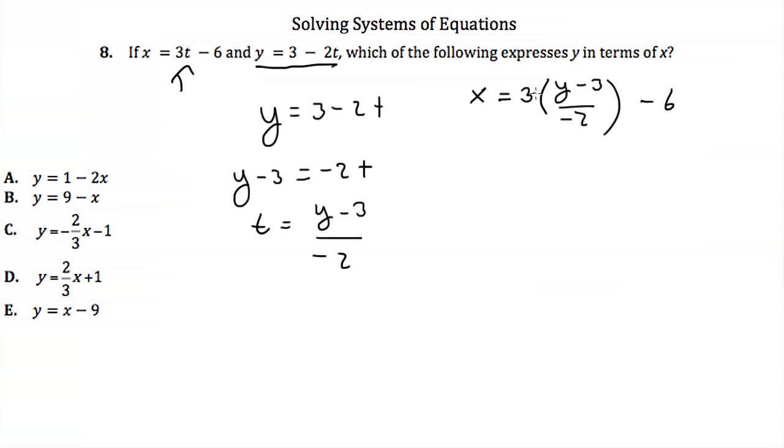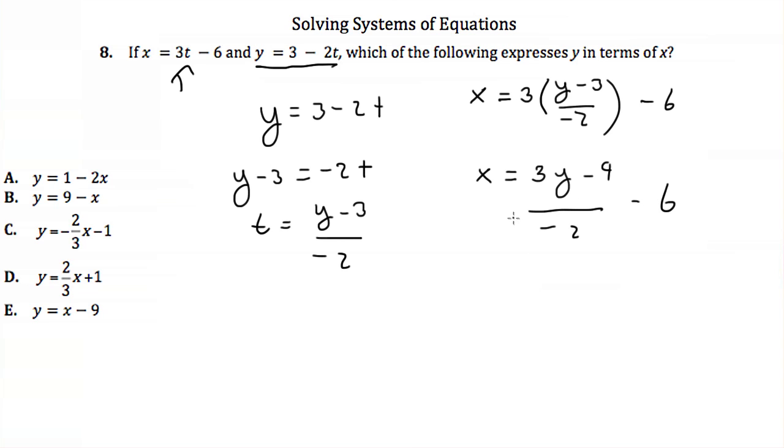Now I want to simplify this, so x is equal to (3y minus 9) over negative 2, and then minus 6. So this should be my solution, except all of the solutions in this problem are given as equations where y is equal to a bunch of numbers involving x. So we're going to have to rearrange this and solve this for y.